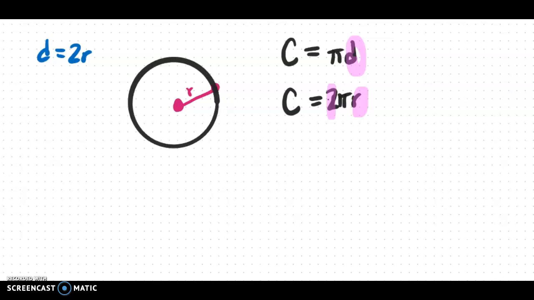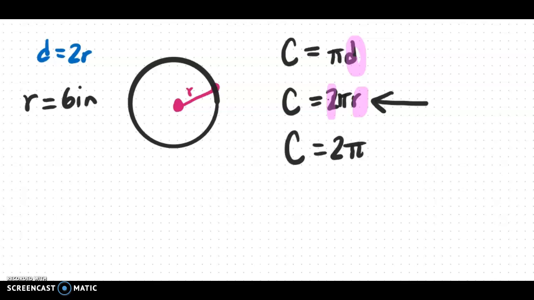So I'm going to go with this one because I was given the radius. The radius is 6 inches in this problem. So I'm going to say C is equal to 2 times pi times r. And I'm going to replace r with 6 inches.